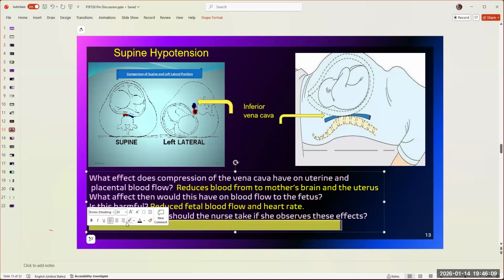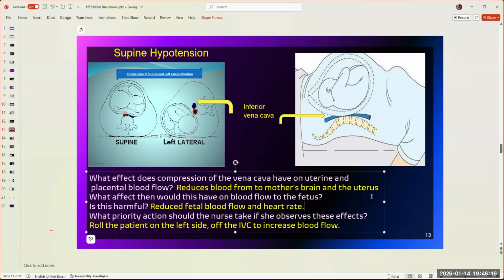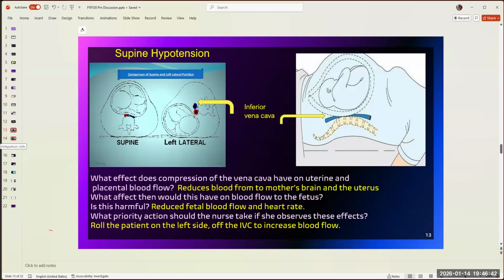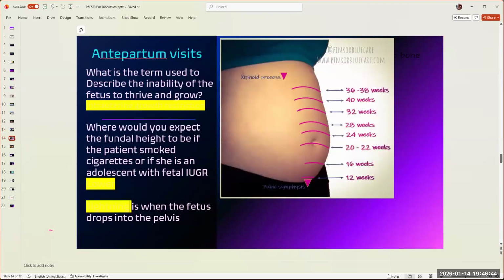What's your priority? Reposition the mother. That's always the answer. If you see a baby's heart rate drop, or if you're assessing a woman at 28 or let's say 32 weeks and she's lying flat and you've got a Doppler on there and the baby's heart rate's below 110, you're going to get her off of her back, roll her over. She might be lightheaded if you try to sit her up. Okay? That's supine hypotension or aorta caval syndrome. Same thing.